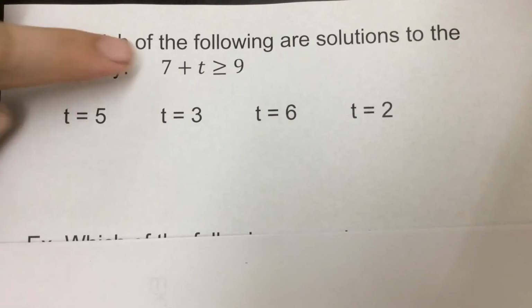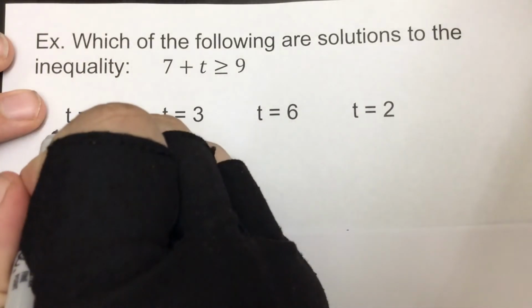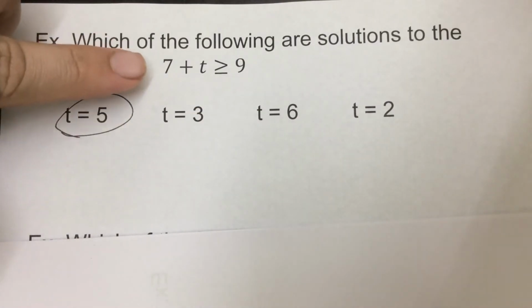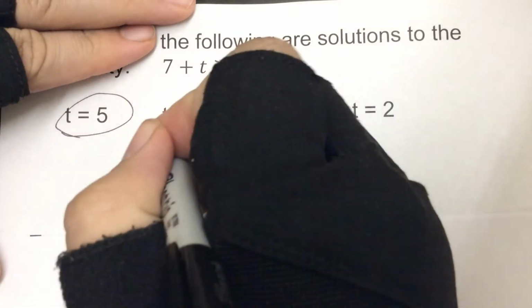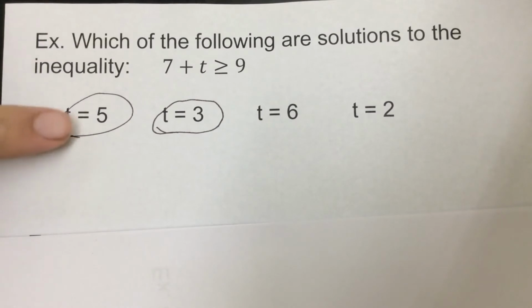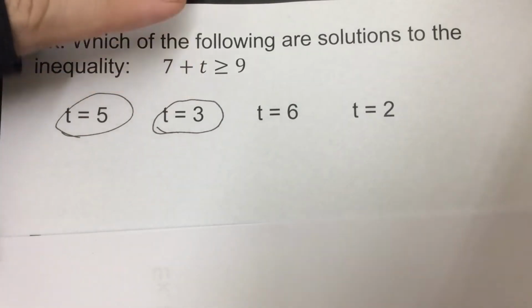So 5 and 7 would be 12. 12 is bigger than 9, so 5 works. If I do 3 plus 7 is 10. 10 is bigger than 9, so 3 will also work. If I do 6, well, if I already did 5 and 5 worked, a bigger number should be bigger as well. But we can add it just to make sure. 7 plus 6 would be 13, which again, bigger.